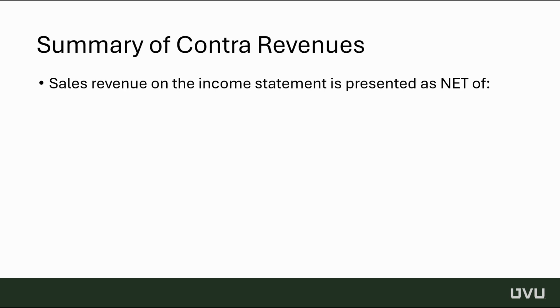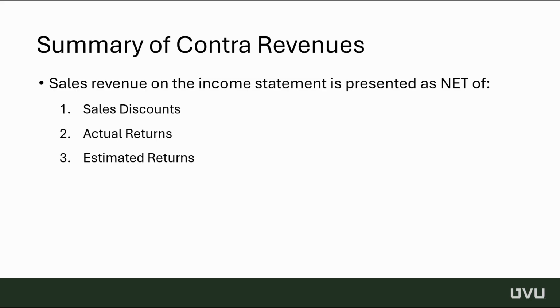So, bringing each of these topics together, I want you to know that we're looking at three main categories of contra revenue accounts. When you look at a company's income statement, the sales revenue figure you see at the top is already net of these reductions. Specifically, I'm referring to sales discounts, actual and estimated returns, and sales allowances.